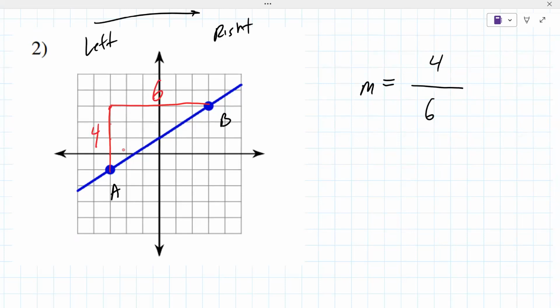Looks good to me. Now, can you reduce this fraction? Yeah. What does it reduce to? 2/3. 2/3. So it is expected that you would reduce the fraction if you could. So while this is correct, the one on the right is preferred.